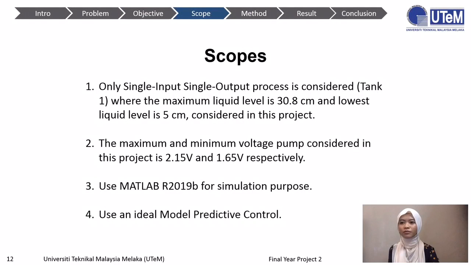Next is the scope. The scope of this project is only SISO process is considered, which is tank 1, where the maximum liquid level is 30.8 cm and the lowest liquid level is 5 cm considered in this project. The maximum and minimum pump voltage considered in this project is 2.15 volt and 1.65 volt respectively. This project used MATLAB R2019B for simulation purpose and used an ideal model predictive control.